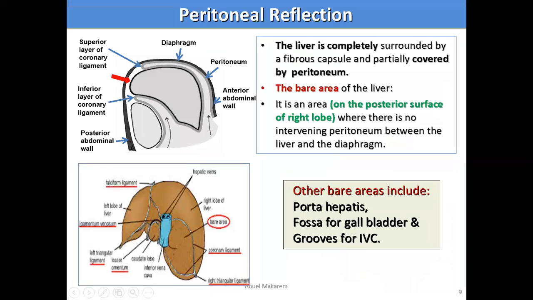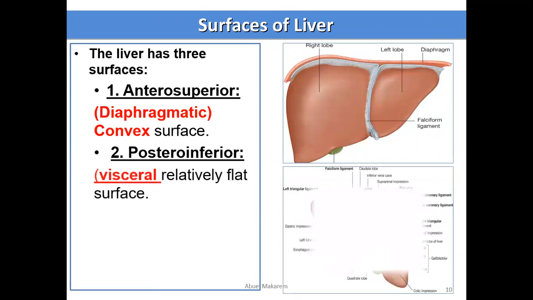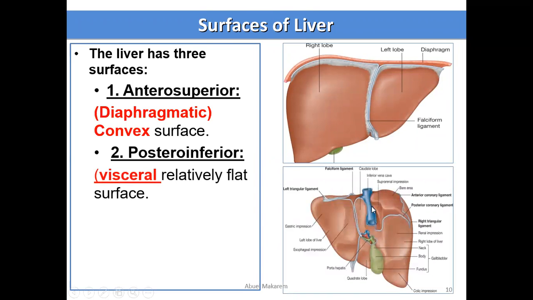So one is the porta hepatis, fossa for the gallbladder, and the groove for the inferior vena cava. These are the three areas which you can see here: groove for the inferior vena cava, the fossa of the gallbladder, and the porta hepatis. So these are also bare areas. But the larger bare area is seen here. This is the larger bare area, which is present on the right lobe of the liver. Okay, so these are bare areas, and these are the surfaces.